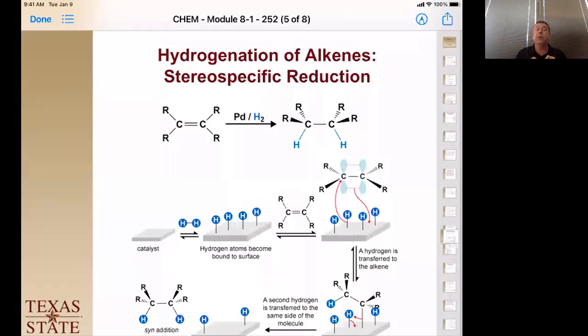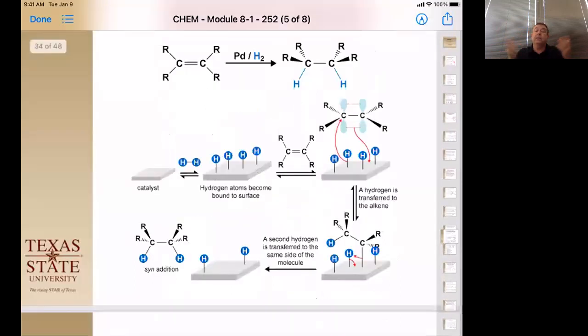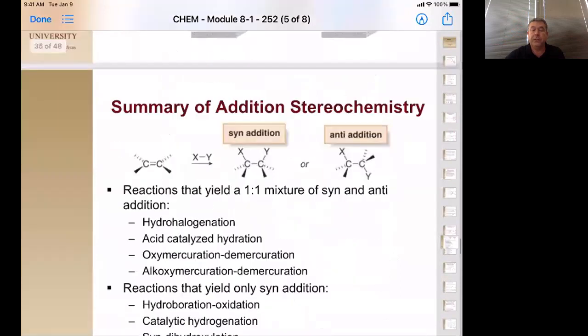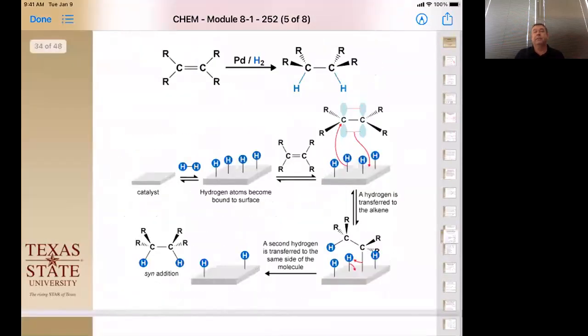Because it can transfer them one at a time or 2 at the same time, it does syn addition. Both hydrogens add to the same side of the double bond. Without that catalyst, it's not a polar bond, it wouldn't react. With the catalyst, it sits down on the surface and gives us our syn addition. Questions on catalytic hydrogenation? It just takes it down to an alkane. It's not as fun as making an alcohol or a halohydrin.